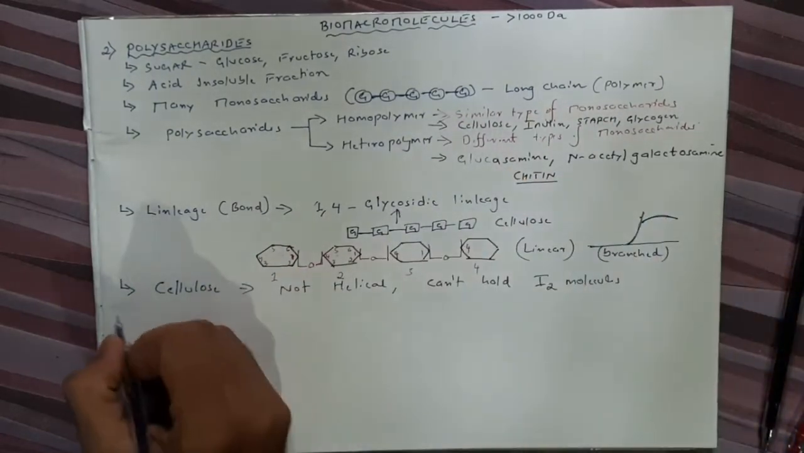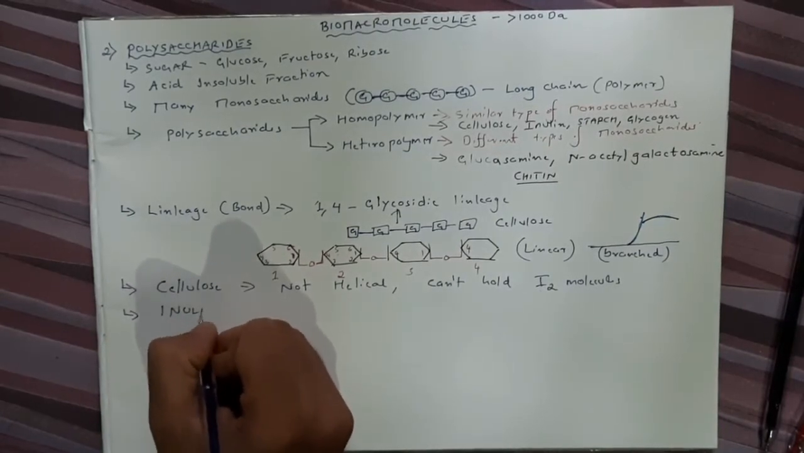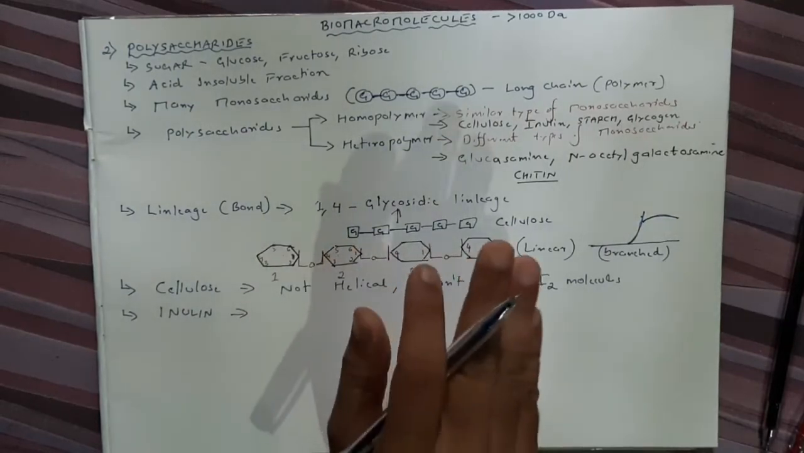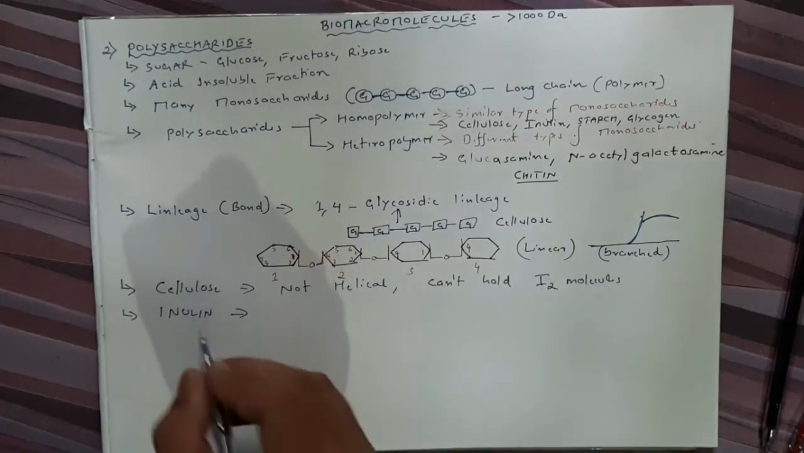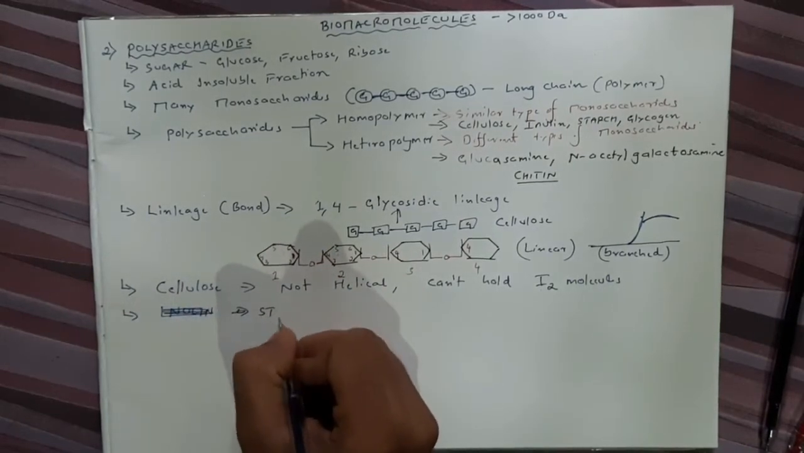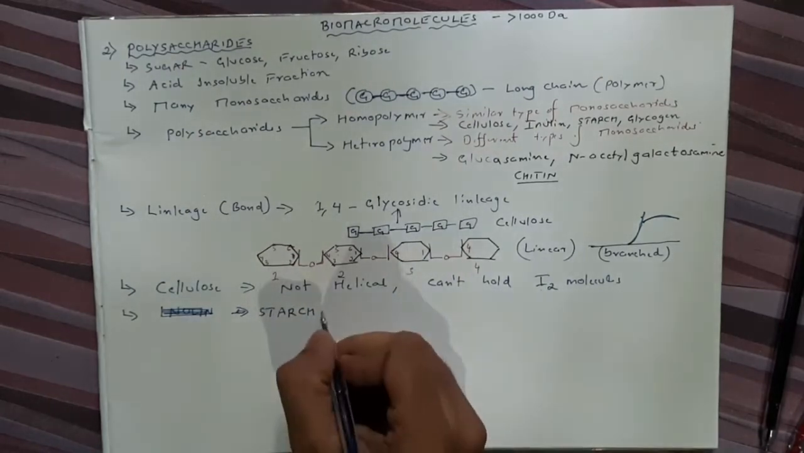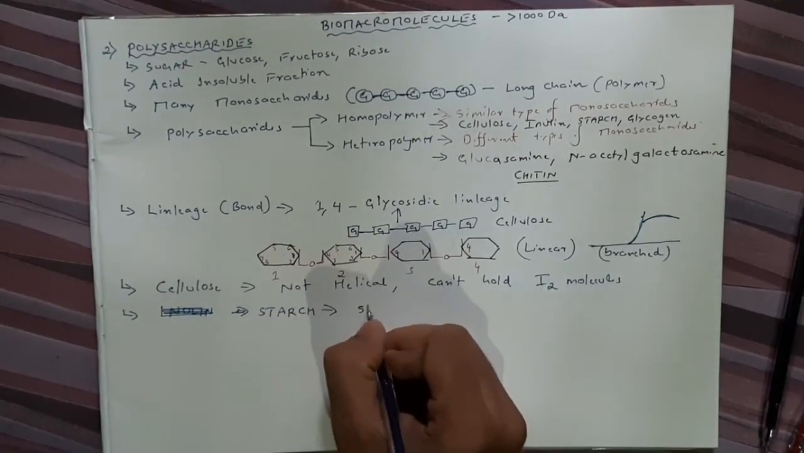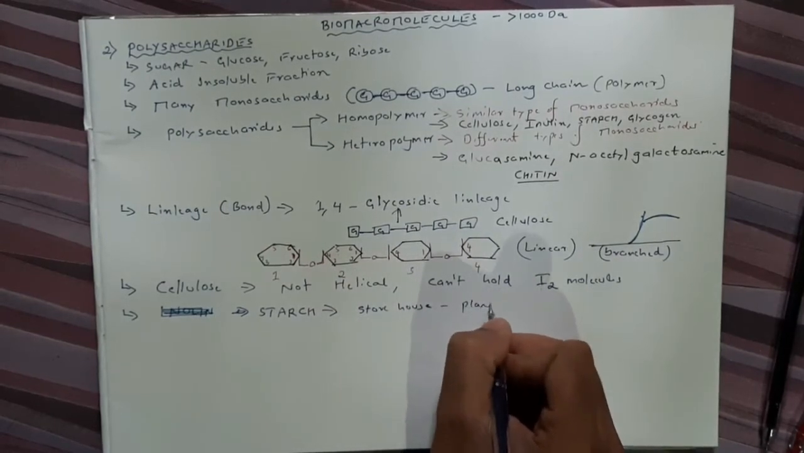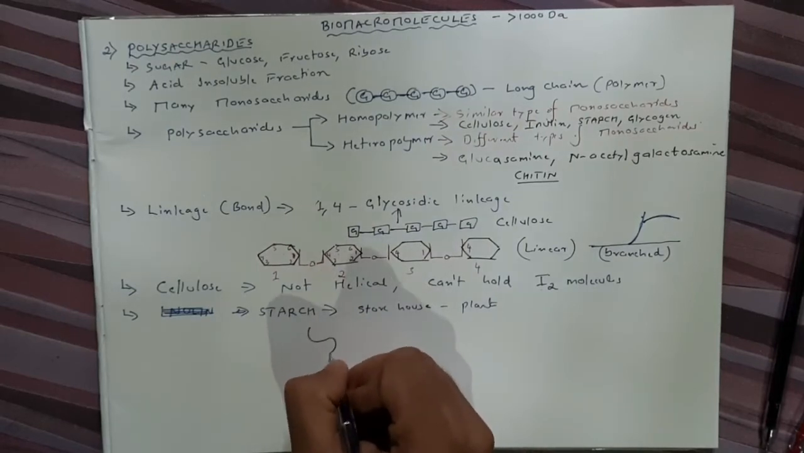So got it? Okay, so let me just give you one more example, that is inulin. So this is another polysaccharide which is also a type of homopolymer, inulin. Okay, so sorry, not inulin, I'm sorry, actually I should change this. Let me just go with this itself. I'll talk about inulin later. Starch. Okay, starch. So we know that starch is nothing but the storehouse of energy in plants. Okay, and the structure of starch is actually a bit helical, kind of like this.